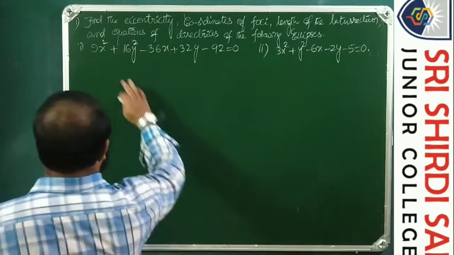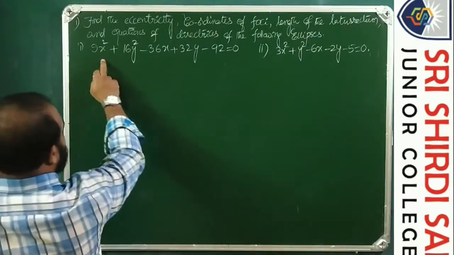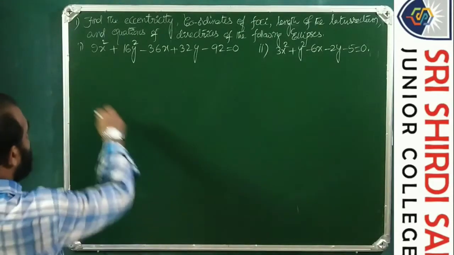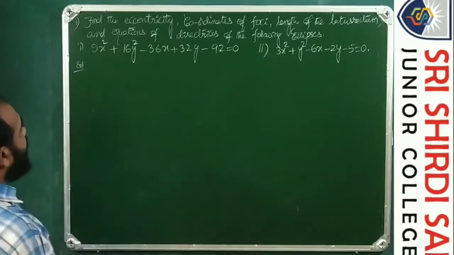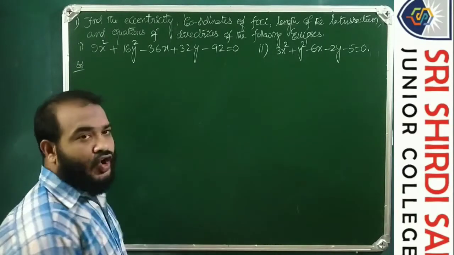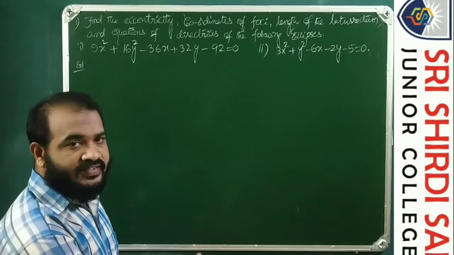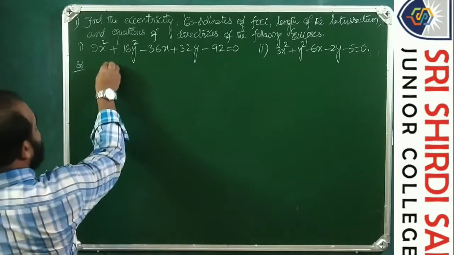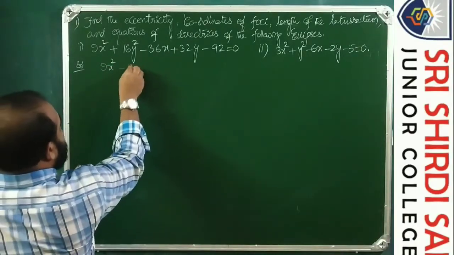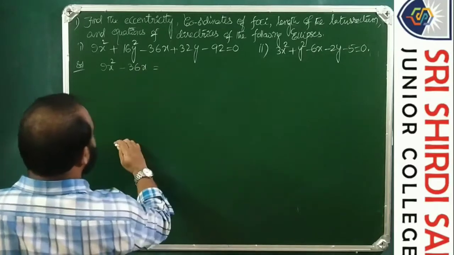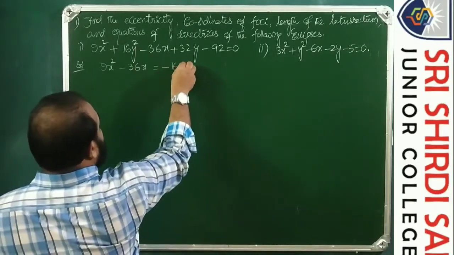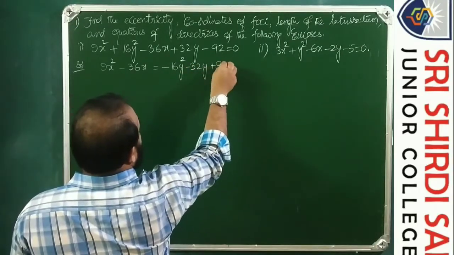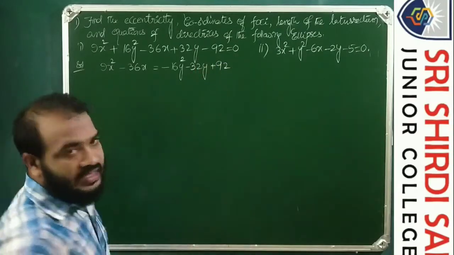Now the first case: 9x² + 16y² − 36x + 32y − 92 = 0. Let us try to solve this. Let us write all the x terms on one side and the y terms and constants on the other side. So 9x² − 36x = −16y² − 32y + 92, if you shift it to the other side.